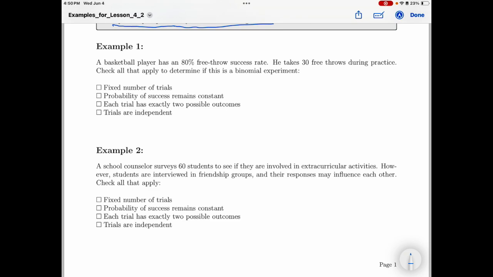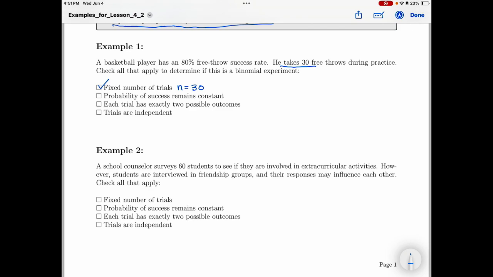In example 1, it says a basketball player has an 80% free throw success rate. He takes 30 free throws during practice. Check all that apply and determine if this is a binomial experiment. The first one that we're going to check: is there a fixed number of trials? It says he takes 30. It doesn't say it's changing. He's taking 30 free throws, so that's a fixed number of trials. In this case, n would be 30, and it's fixed, so this one is met.